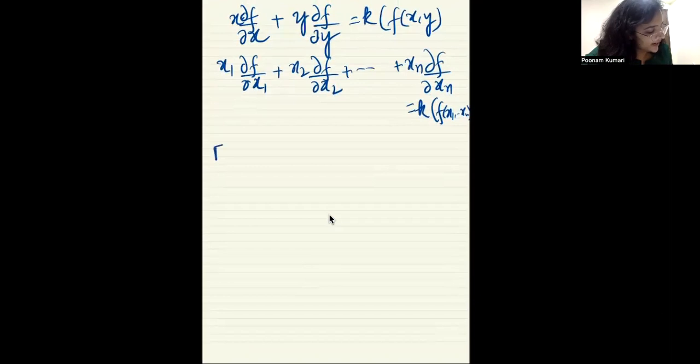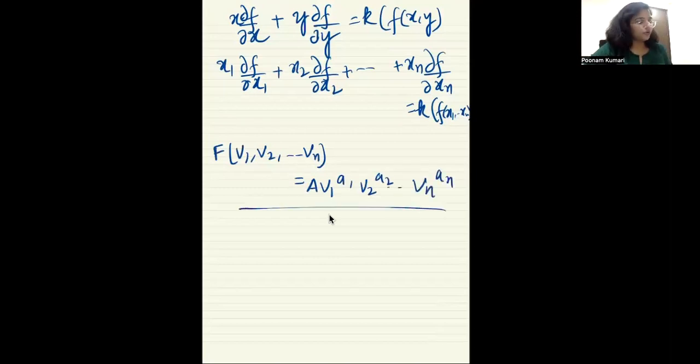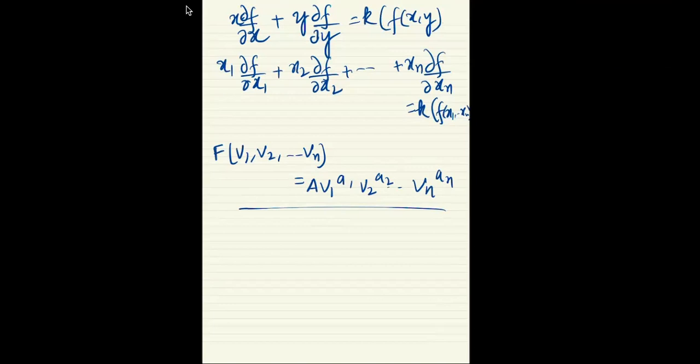Okay, so now tell me, I have a function f(v1, v2 up to vn) equal to v1^a1 v2^a2 up to vn^an. What is the degree of homogeneity of this function? So tell me, what is the degree of homogeneity of this function? a1 plus a2 plus dot dot dot an.